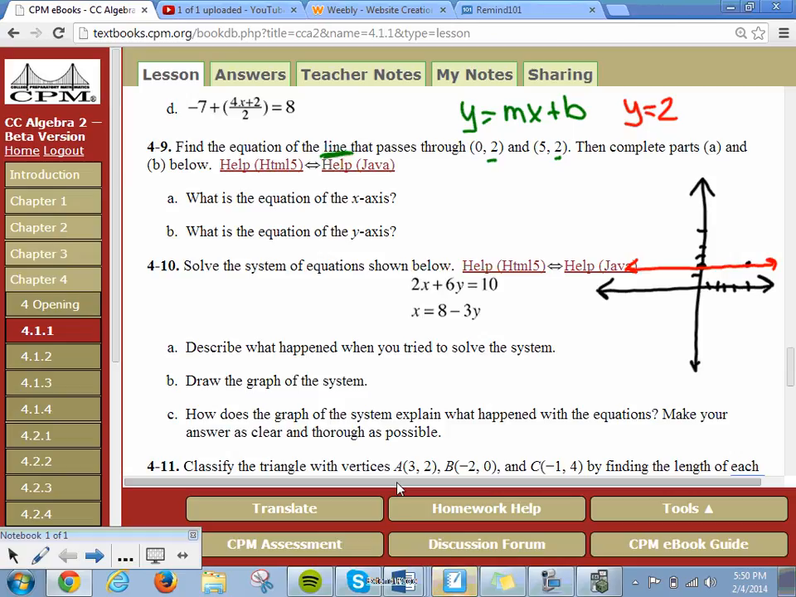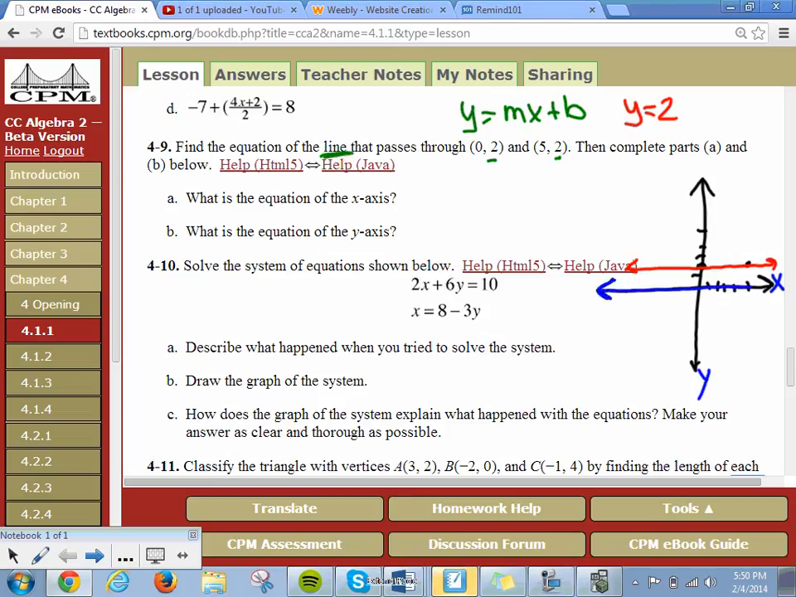What is the equation of the x-axis? So what they're really asking you to do in parts A and B is that we've got our axes, right? So this is our x, and this is our y. You would almost suspect that x is equal to 0 and y is equal to 0. But that's not the case. For this one, it's actually the opposite.